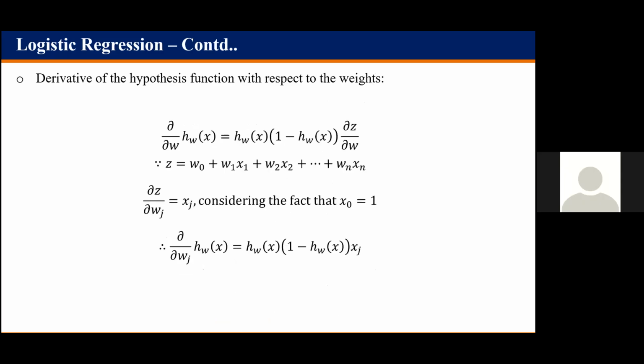Okay. Now, therefore, it is clear that dou by dou W of HW of x is nothing but HW of x into 1 minus HW of x into your dou z by dou W.